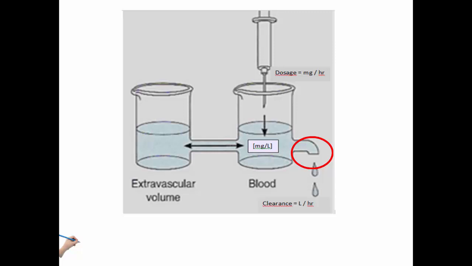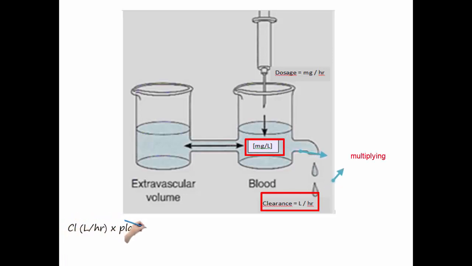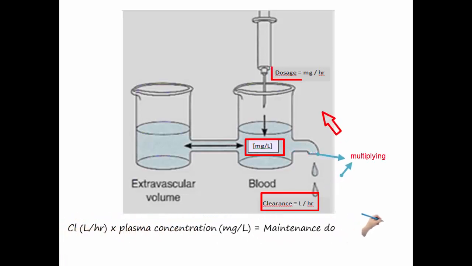And the volume of plasma that will be cleaned from the drug in a given time is usually expressed in milliliters per minute or liters per hour, and that's what we call the clearance of the drug from the body. So if we knew the clearance and the concentration of the drug that needs to be constant in the blood compartment for whatever period of time is necessary, by multiplying both parameters, it would give us the maintenance dose required.